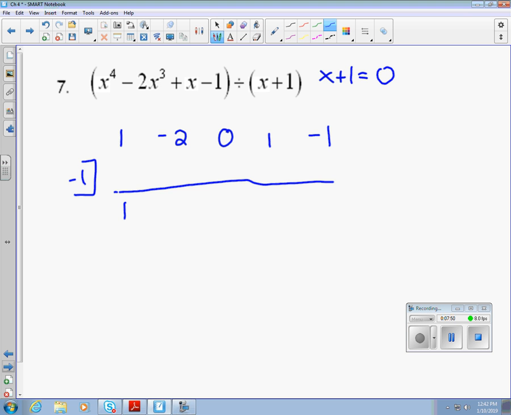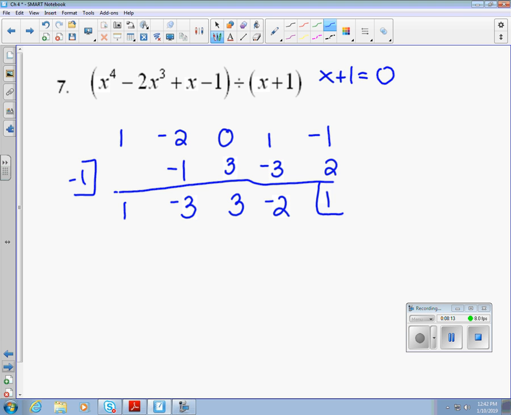So we're going to multiply negative 1 times 1, which is negative 1. Add, we'll get negative 3. Negative 1 times negative 3 is 3. And add, we'll get 3. Negative 1 times 3 will make negative 3. Add these, we'll get negative 2. And negative 1 times negative 2 is 2, and we're going to add. In this one, we have a remainder of 1.